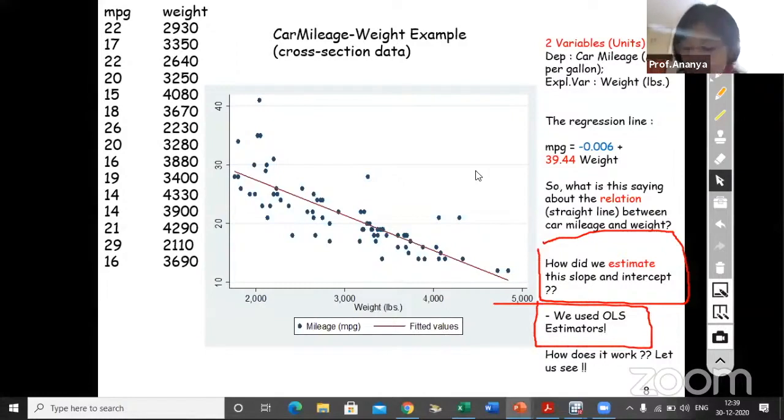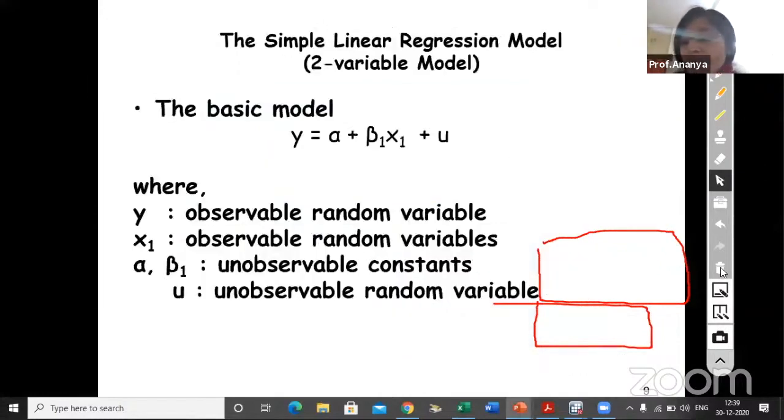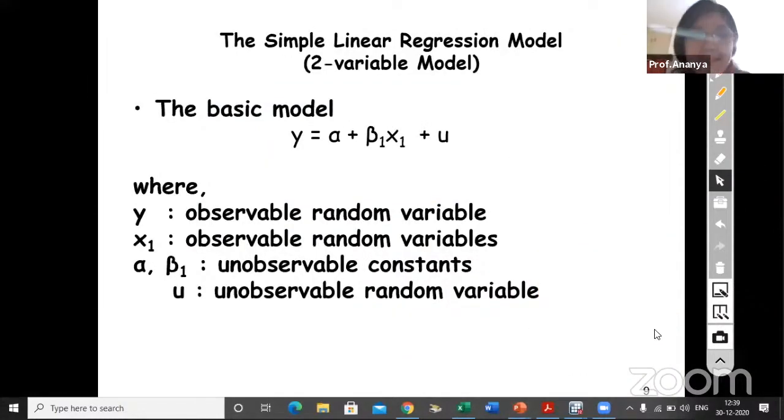Okay. Now, as I said, let me just run through this a bit and then I'm going to take some questions. So the simple linear model can be stated in the following way.